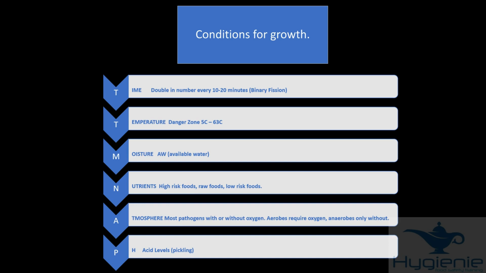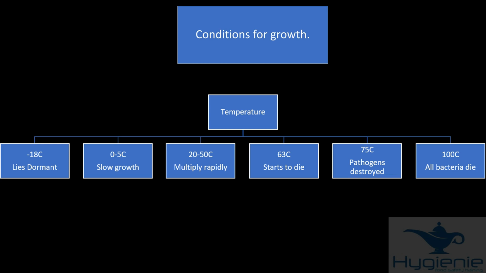Moisture is available water for the bacteria. Nutrients. High-risk foods have the right proteins for bacterial growth. We also think in terms of raw foods, which are generally a source of bacteria, and low-risk foods on which bacteria can't easily grow, but we do need to prevent contamination. Atmosphere. Aerobes require oxygen, anaerobes live without oxygen. And pH, acid levels. Think pickling.